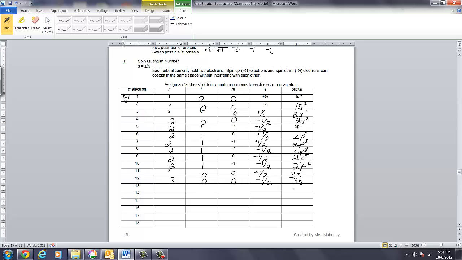So then we look, okay, what's the last 8 to finish up our 18? They're going to be the 3p's. How many electrons can go into the 3p? 6. So I'll have 6 here.